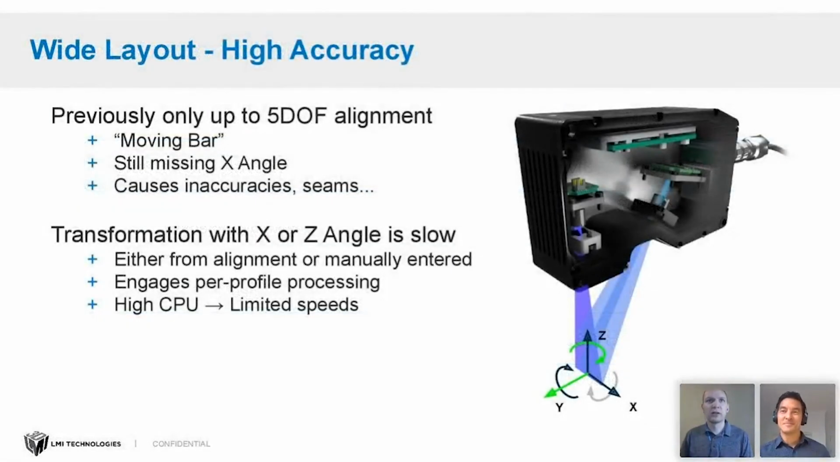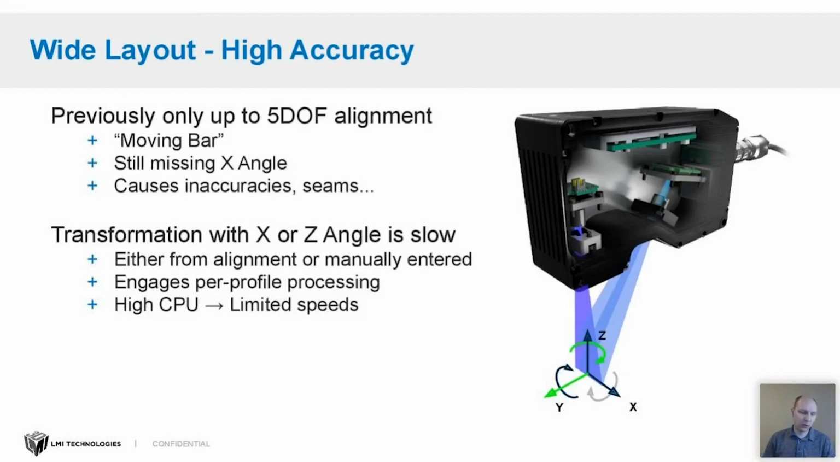Excellent. Thank you. Okay, then moving on to wide layouts. So we are making a change to the way you can align, or adding functionality basically to the way you can align wide layout systems. So previously with wide layout systems, if you wanted the most accurate alignment, you would use the moving bar alignment, but that's still missing the X angle. So in this illustration here, you can see it colored in gray, the little arrow in gray around the X-axis. That is the angle that we were not able to calibrate for previously.